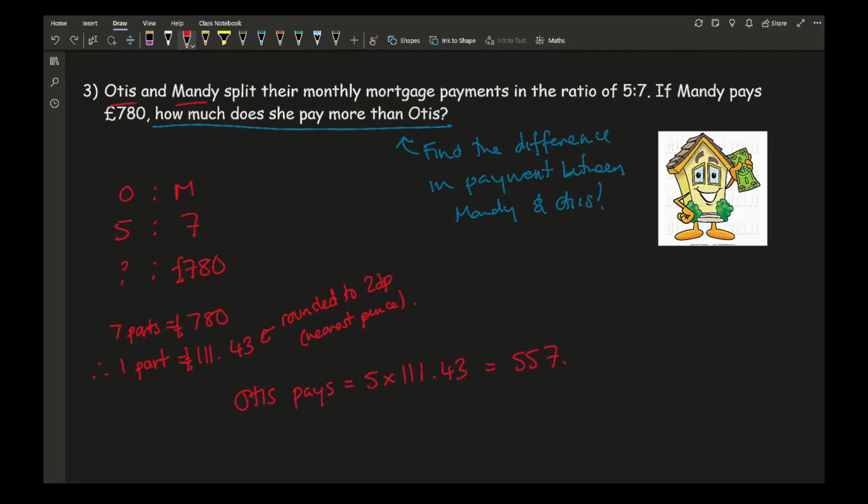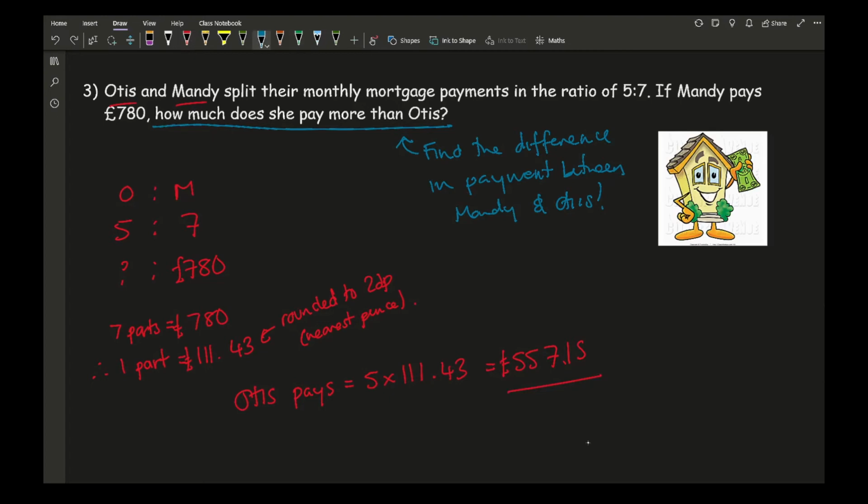And let me just make sure that I'm typing this in correctly in terms of rounding. Oh no, mistyped it into the calculator. There we go, £557 and 15 pence. So again, need to go back to the question. So although it seems like I've answered the question, I need to work out what the difference is.